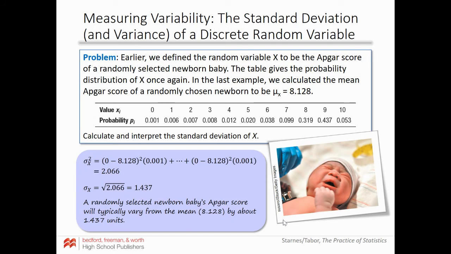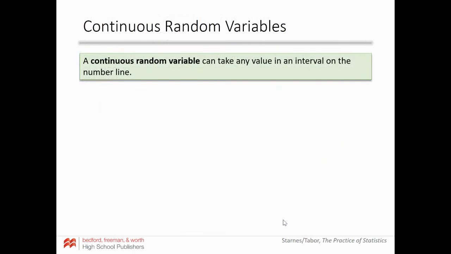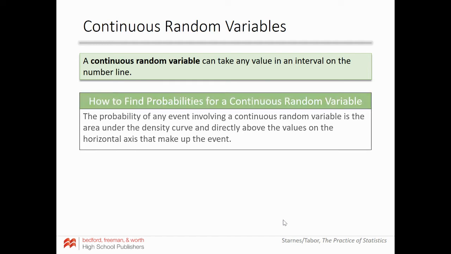So that's all for discrete random variables. For continuous random variables, a continuous random variable can take any value in an interval or on the number line. Discrete, you are taking jumps. Continuous, you can find any value. The probability of an event occurring for a continuous random variable is the area under the density curve and directly above the values on the horizontal axis that make up the event.